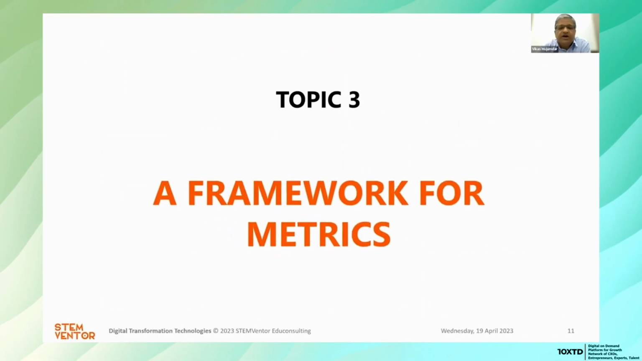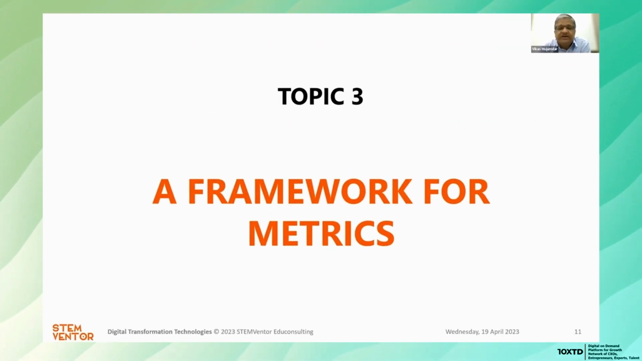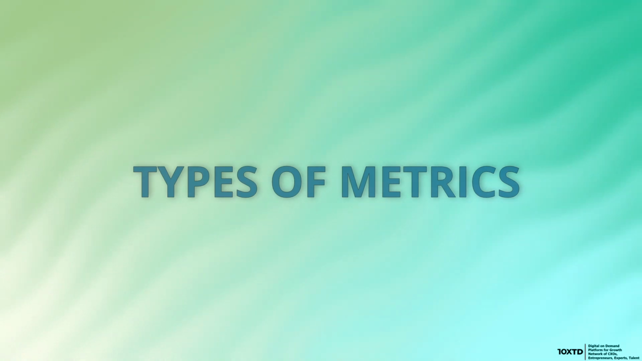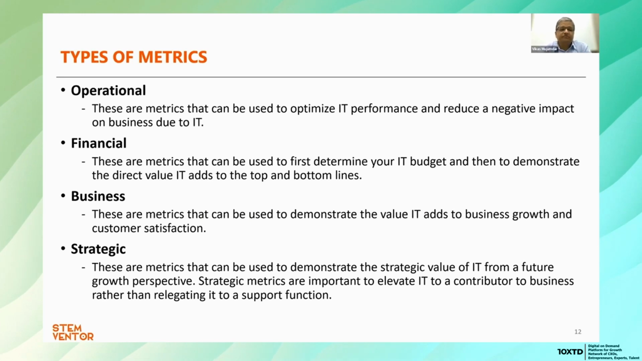All right. So ideally, what you need to do is to create what we call a framework for metrics, or just define the metrics that you need. And the way I look at it, I categorize metrics into four, right? The first is operational metrics, the second is financial, third is business, and fourth is strategic. And I'll explain each one, and then we'll see examples of what kind of metrics go into each of these categories and why they're relevant, right?